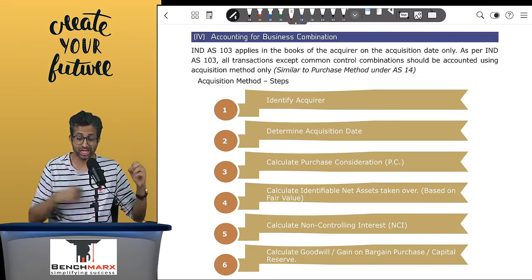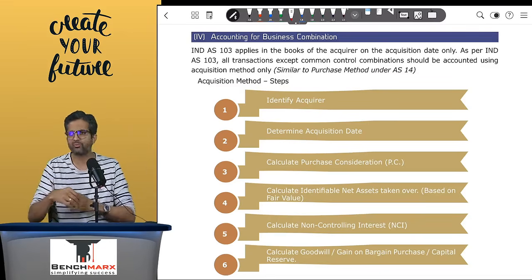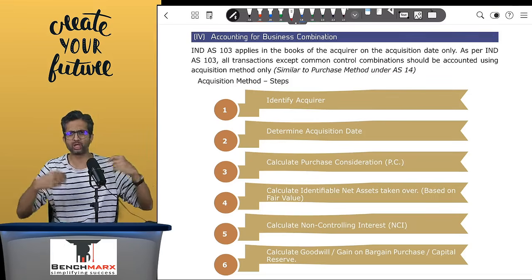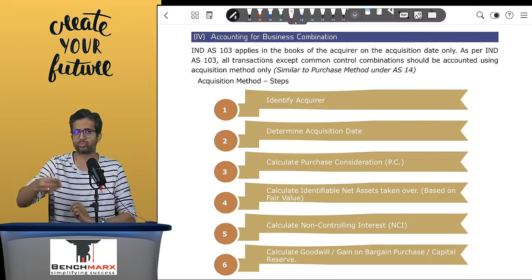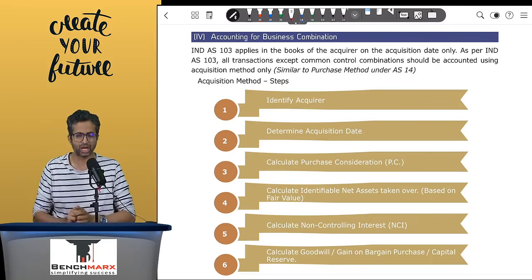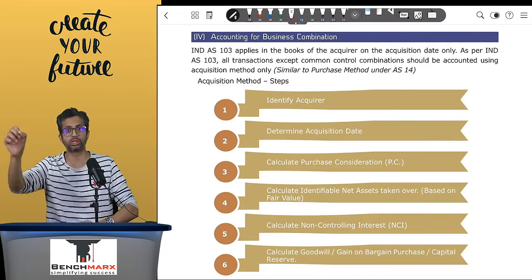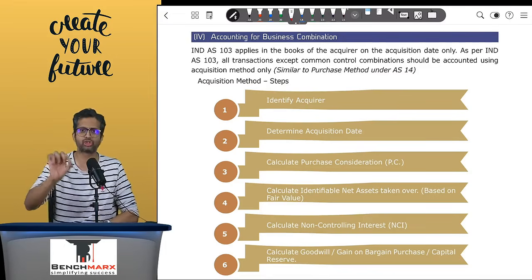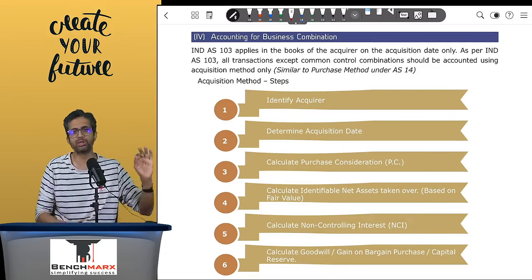Second is the acquisition date. Acquisition date is the date when control is obtained. Remember, there can be various dates given, the date when negotiations are happening, etc. All of these dates are irrelevant. The date when you obtain the ability to direct the relevant activities is the relevant date. Step number 2, acquisition date. Step 3 is the purchase consideration, which is a payment made to the owners of the selling company, not necessarily the shareholders. Whoever is classified within the equity of the selling company will be taken as PC.